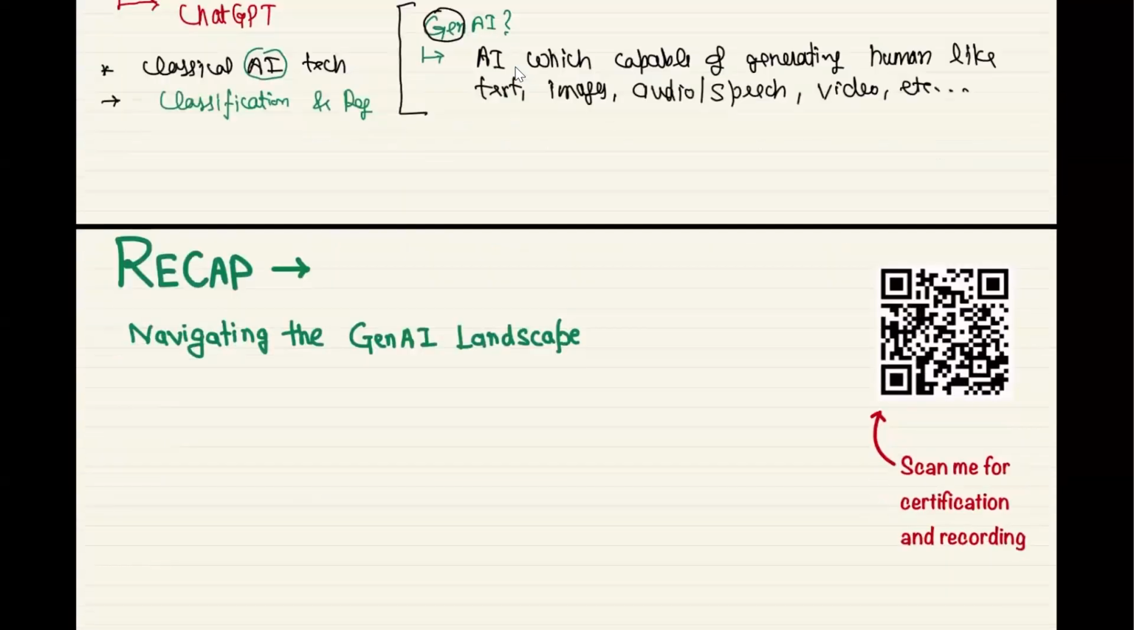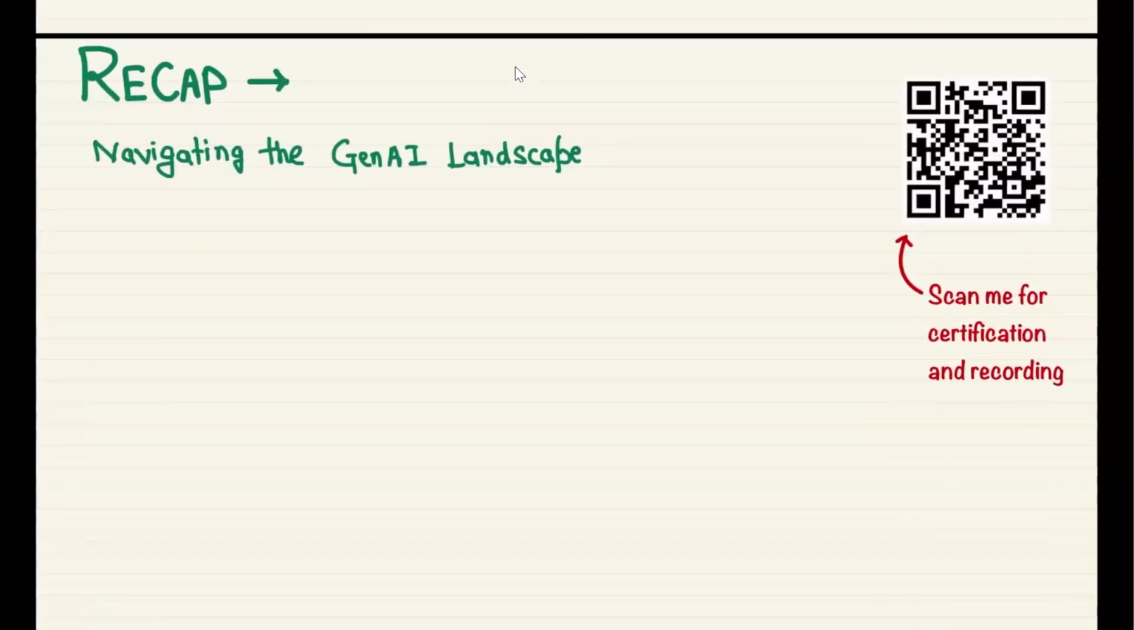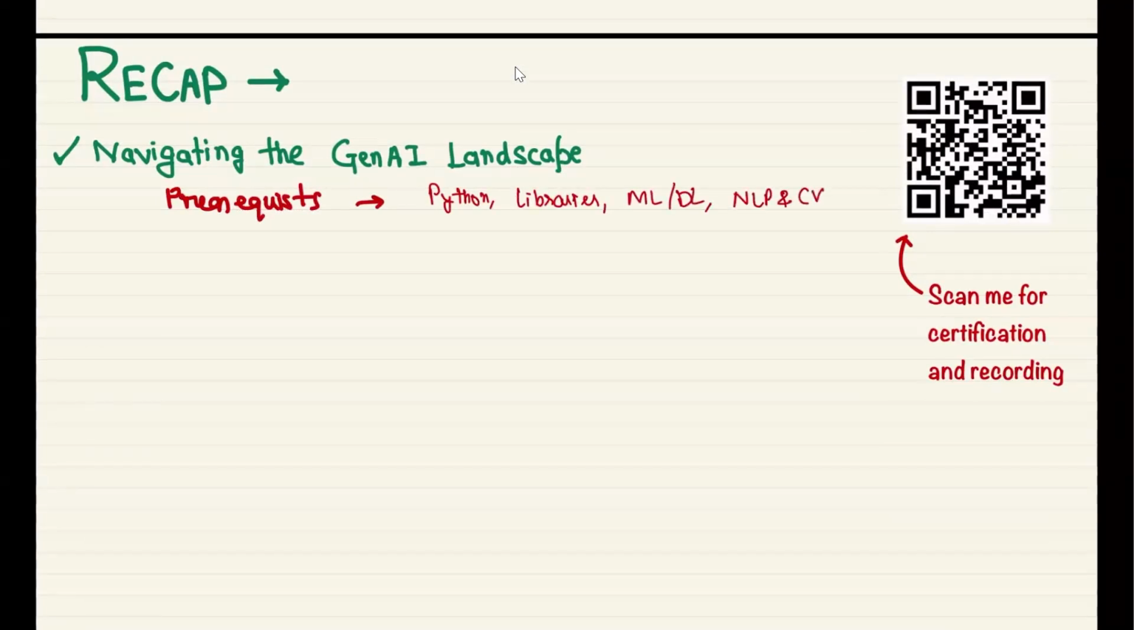Perfect. So we just completed the recap of the last session. The last session was titled Navigating the Generative AI Landscape. What we learned was what the prerequisites are. If you can remember, the prerequisites were nothing but Python programming and some libraries. You are supposed to learn the basics of machine learning and deep learning. You are supposed to have the basics of NLP and computer vision. If you have all of these basics with you, you are good to go to learn anything in generative AI.